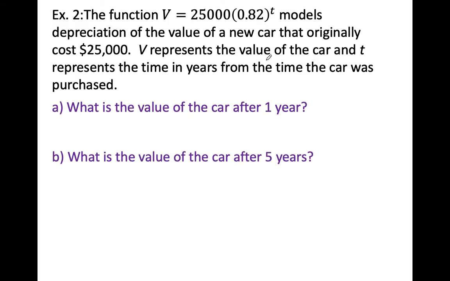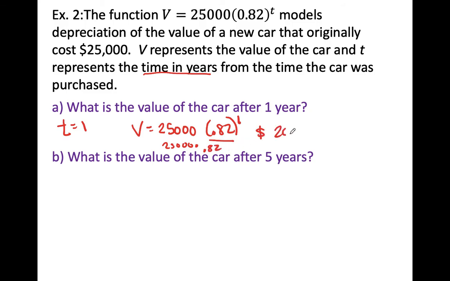Well, if it's asking you after 1 year, t is the time in years. So that just means that your t is going to be 1. So your value is going to be 25,000 times 0.82 raised to the first. Well, order of operations, you do the 0.82 to the first and then multiply. So 25,000 times 0.82 to the first is just 0.82. So then you end up with 20,500, which is what it should be.